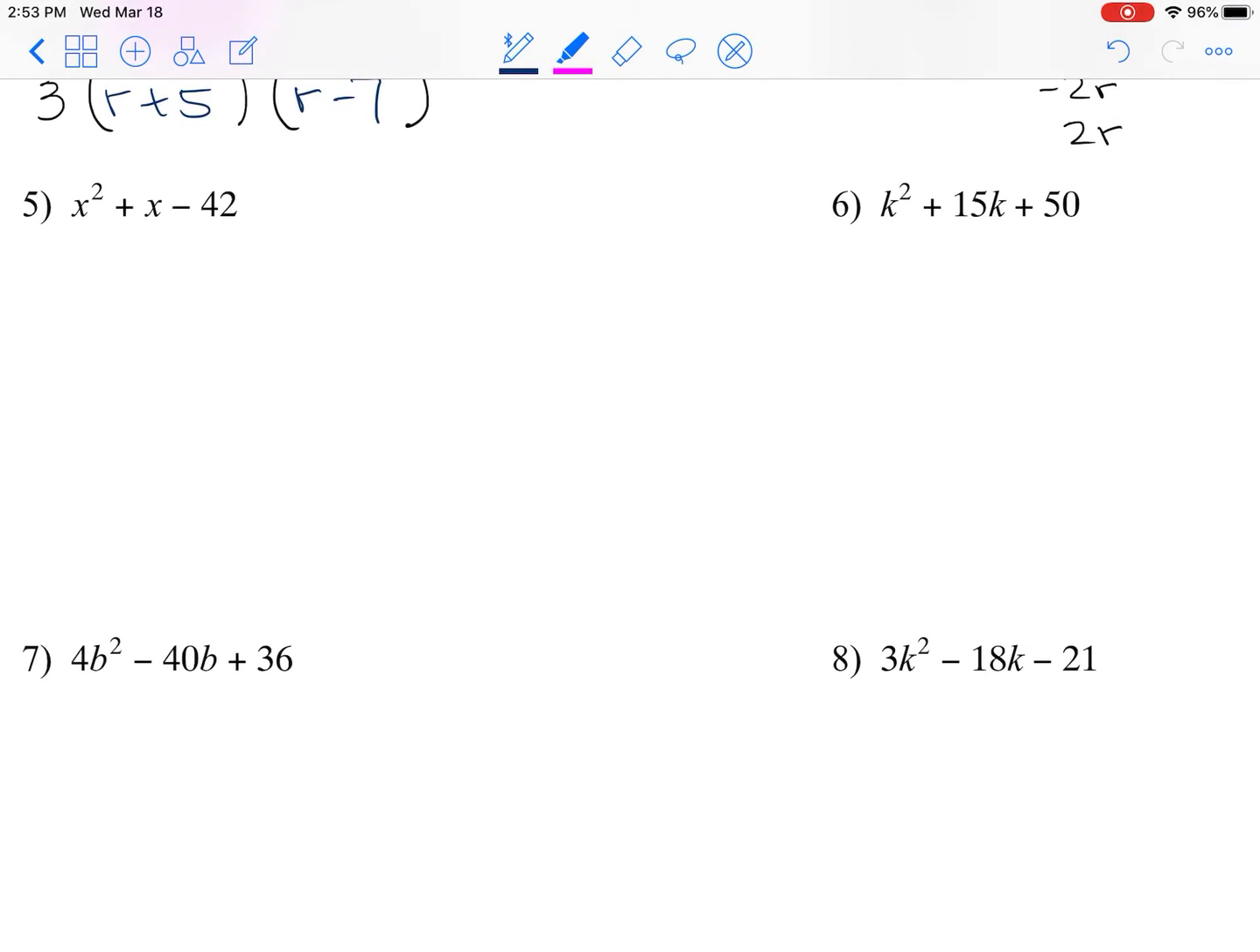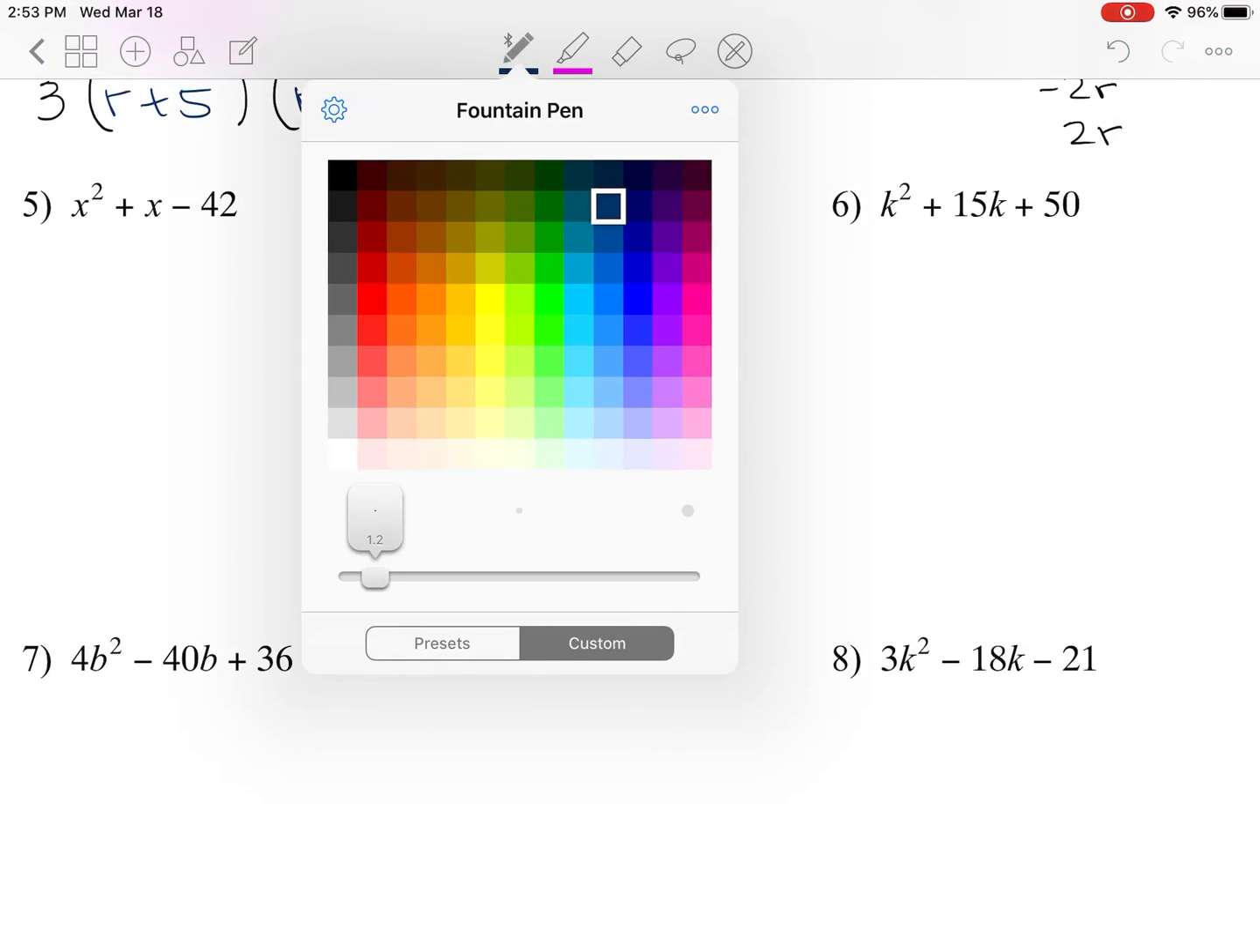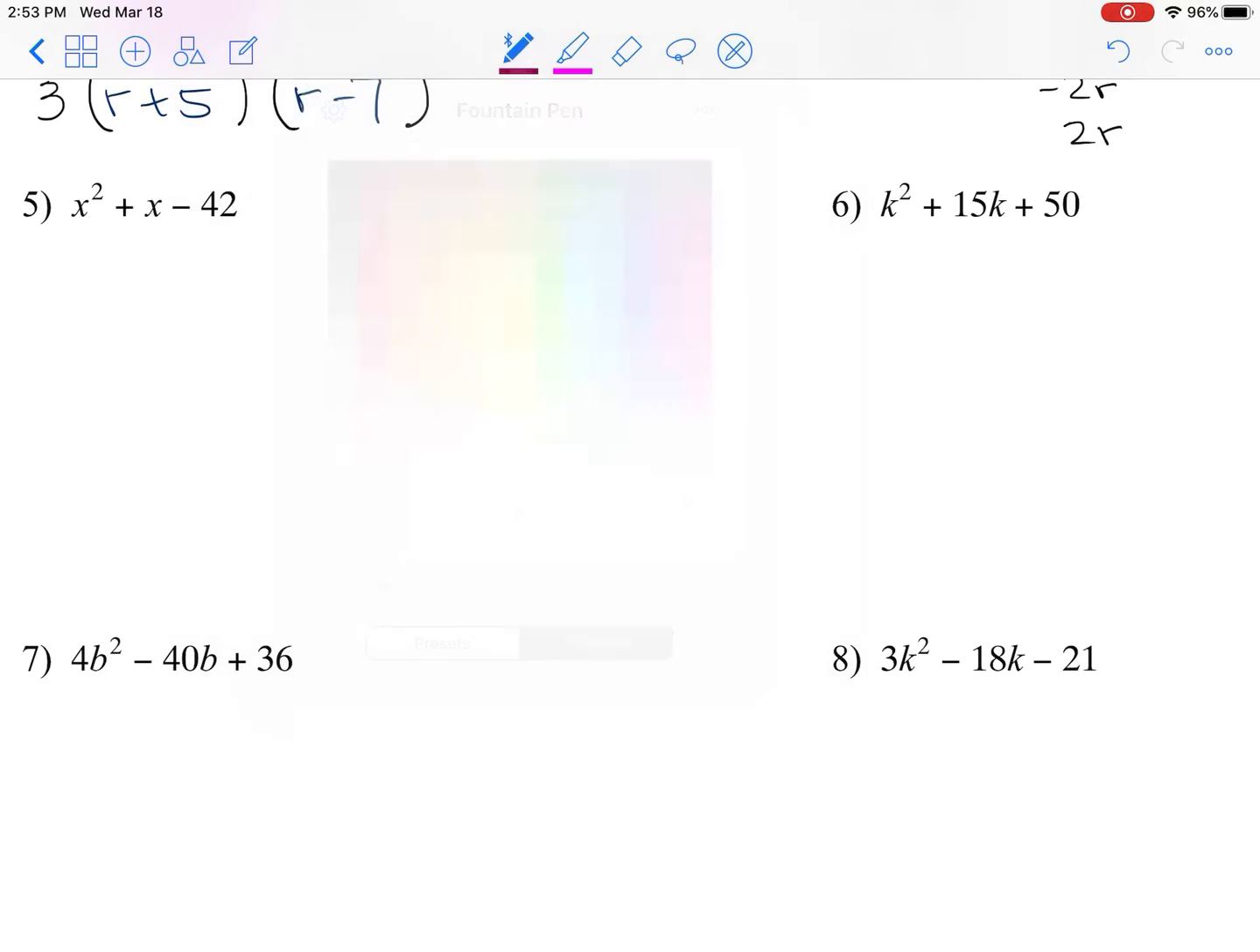Okay, one more, just in case you didn't like those two. Again, we're looking for greatest common factors if we have one. Number 5 has no greatest common factor. Number 7 does have a common factor. So let's do 7 since it looks a little tougher. 7 has a greatest common factor of 4. So I'm going to take all those numbers and divide by 4.